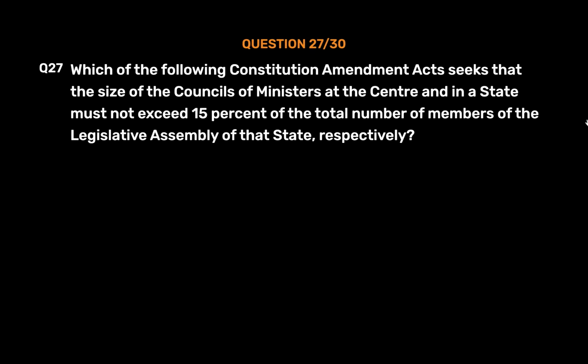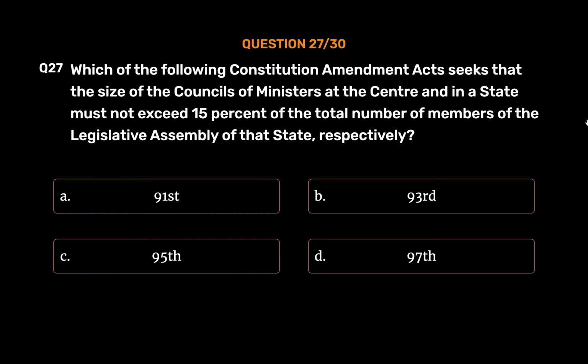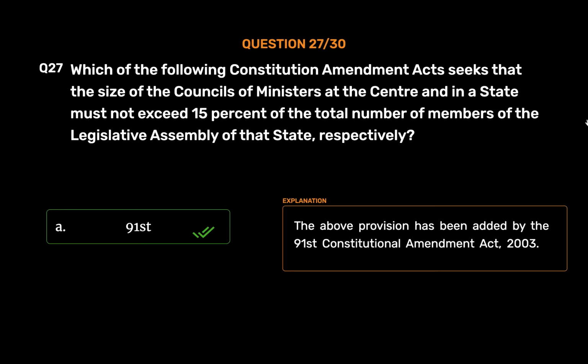Question number 27. Which of the following Constitution Amendment Acts seeks that the size of the councils of ministers at the centre and in a state must not exceed 15% of the total number of members of the Legislative Assembly of that state, respectively? Option A. 91st. Option B. 93rd. Option C. 95th. Option D. 97th. The correct answer is Option A. 91st. The above provision has been added by the 91st Constitutional Amendment Act, 2003.